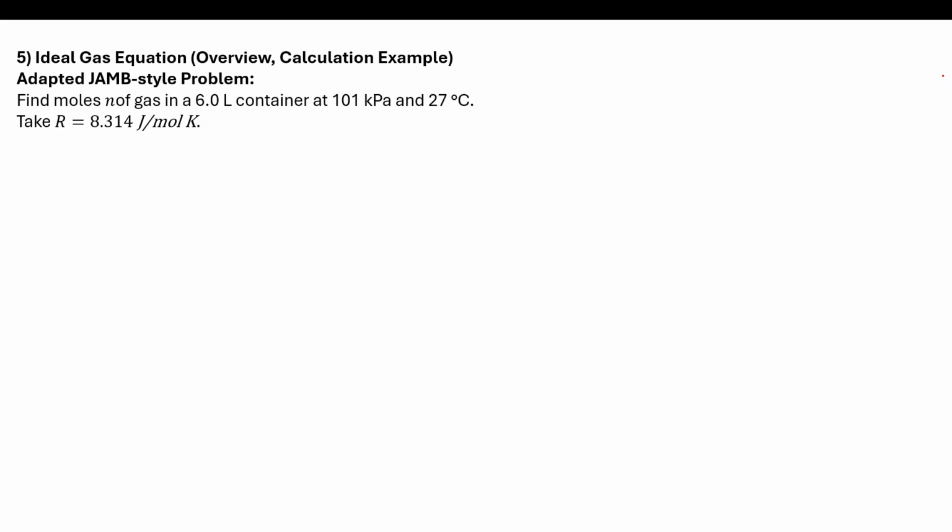All right. For the ideal gas equation overview, let's look at a question here. It says find the number of moles, that's N, of gas, 5 moles, in a 6-liter container at 101 kilopascal and 27 degrees C. Take R as 8.314 joules per mole per Kelvin. So PV equals nRT.